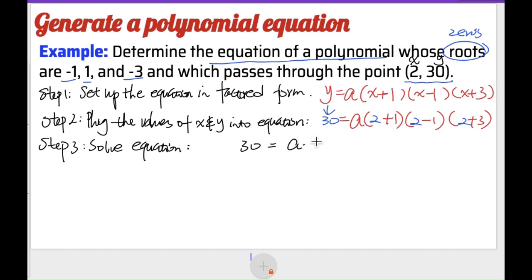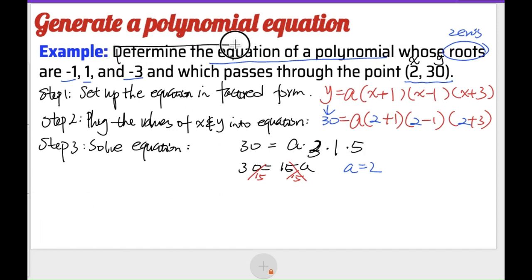So 2 plus 1 is 2. 2 plus 1 is 3. Sorry for that. 2 minus 1, 1. Then 2 plus 3 is 5. So everything here is actually multiplication. So we just simplify this as 30. 3 times 1 is 3, times 5, 15. So 15a. Then in order to solve for a, we just need to divide by 15. So the answer will be 2. However, do not forget, we are not just solving for a.